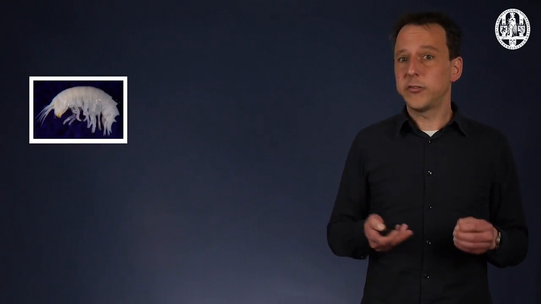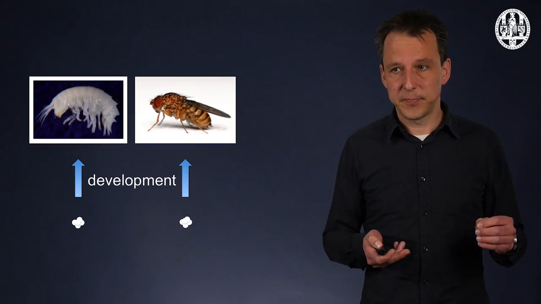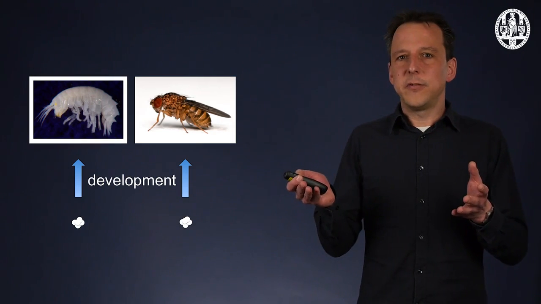To really understand how mutations and evolution can make all those different animals, we need to understand development. That is the process from a fertilized egg to an adult organism. Thus, if we, for instance, want to understand the difference between this shrimp-like thing and this fly, we need to study their development. Well, let's first have a look at their differences.